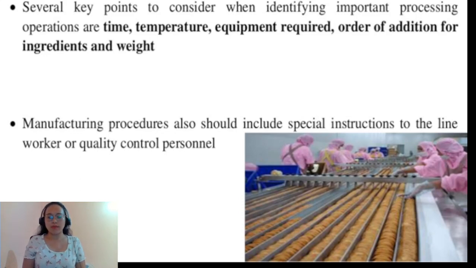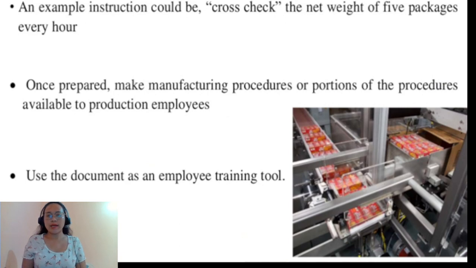So you can see in the picture, there's the example of these manufacturing procedures. Then an example instruction could be cross-check the net weight of 5 packages every hour. Once prepared, make manufacturing procedures or portions of the procedures available to production employees and use the document as an employee training tool.